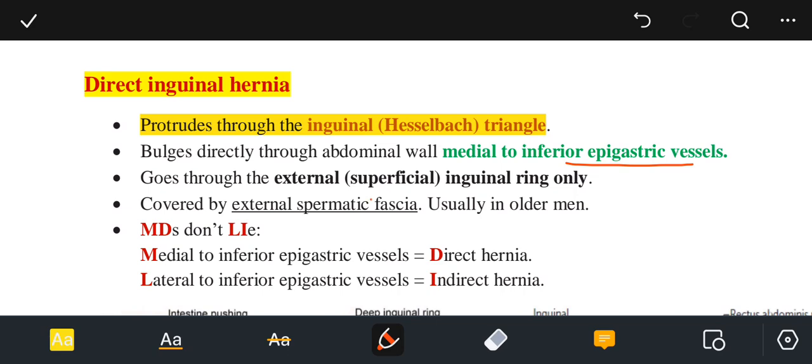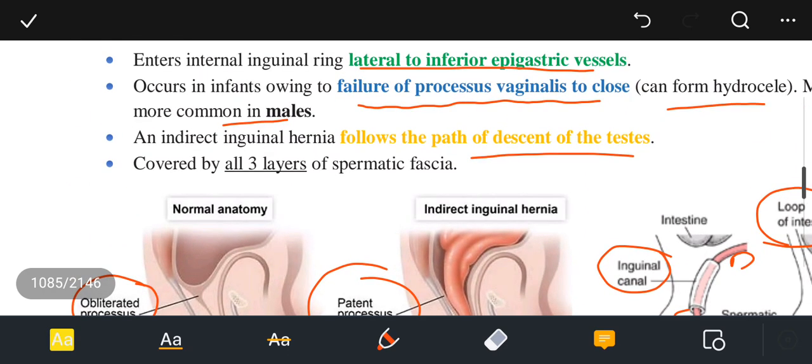It goes through the external superficial inguinal ring only. So a direct inguinal hernia is traversing only the superficial inguinal ring. It is covered by the external spermatic fascia. So the indirect inguinal hernia was covered by all three layers of spermatic fascia.